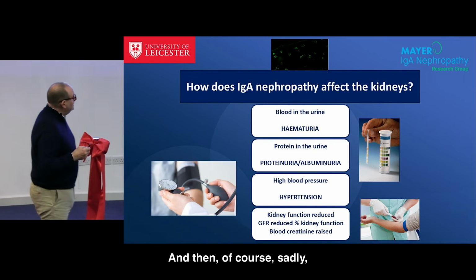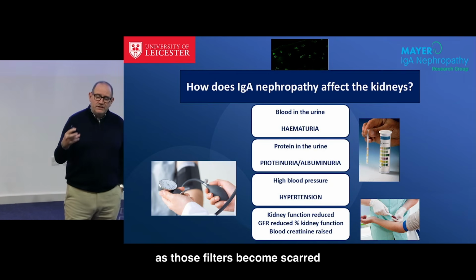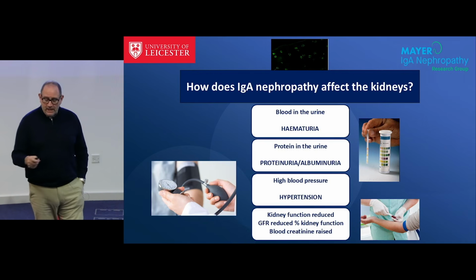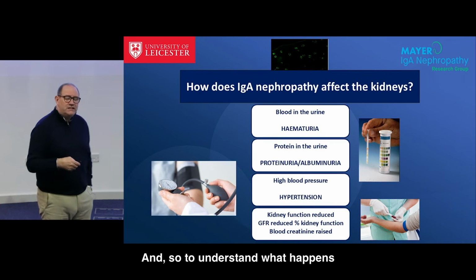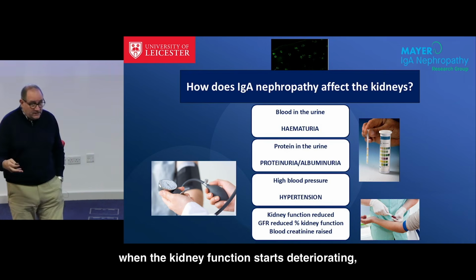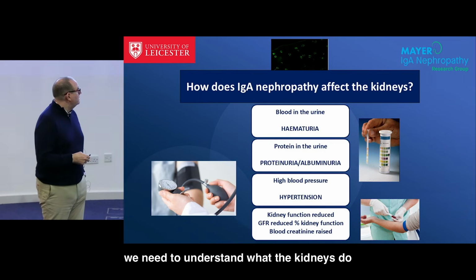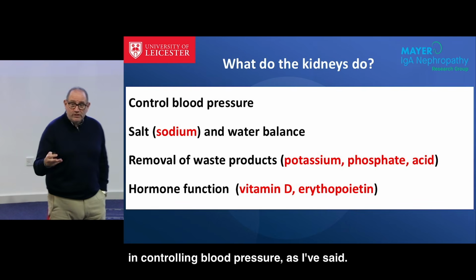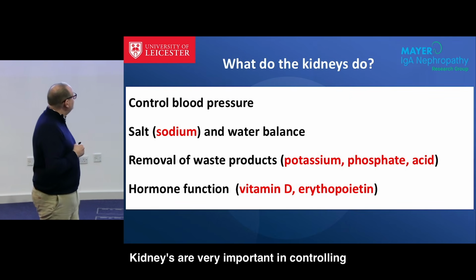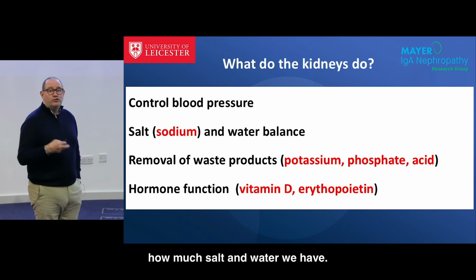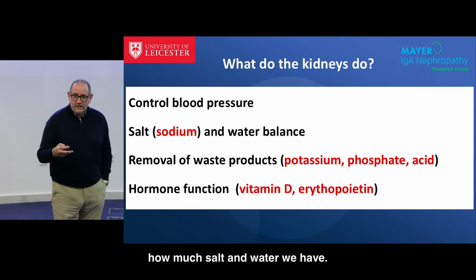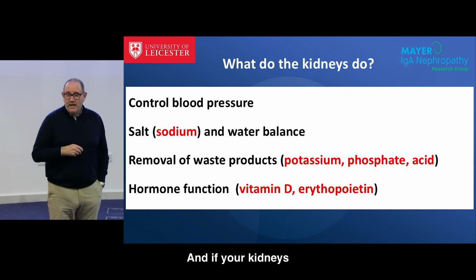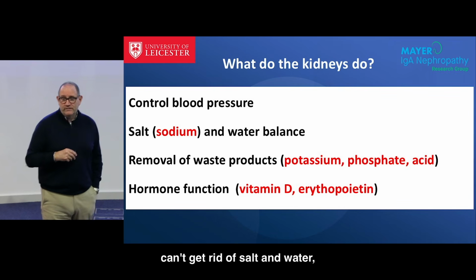And then, of course, sadly, as those filters become scarred, they don't work, and the kidney function starts deteriorating. And so to understand what happens when the kidney function starts deteriorating, we need to understand what the kidneys do in healthy people. So kidneys are very important in controlling blood pressure, as I've said. Kidneys are very important in controlling how much salt and water we have, and getting rid of all the excess salt and water. And if your kidneys can't get rid of salt and water, you swell up.